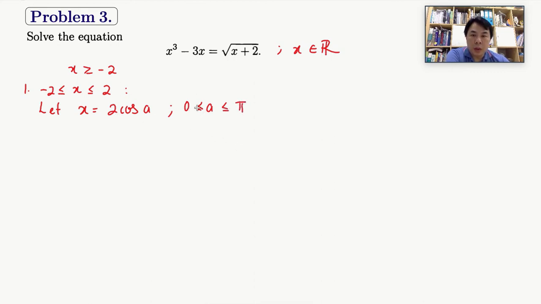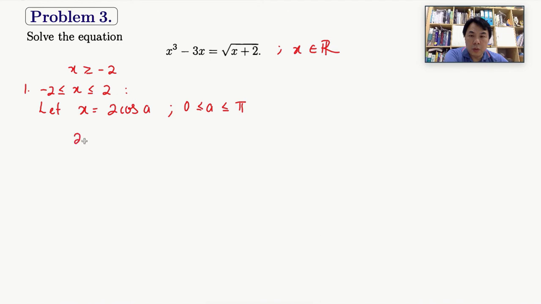So you can see that when a is equal to 0, that is basically a 2. When a is equal to pi, it will be a negative 2. So these are the representations that we are going to use. For this case, we are going to substitute this into its original expression.